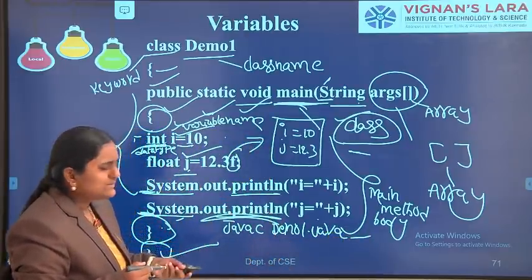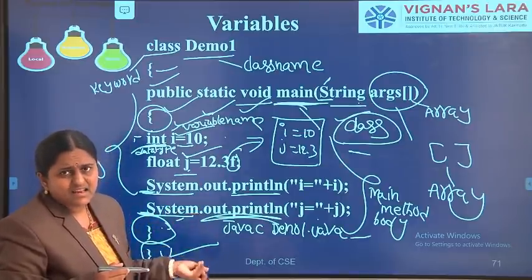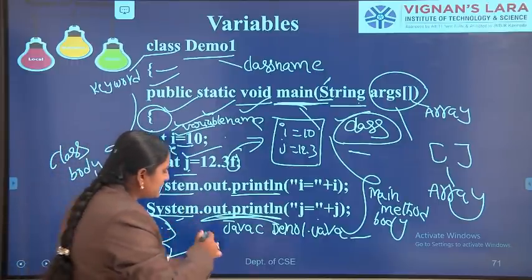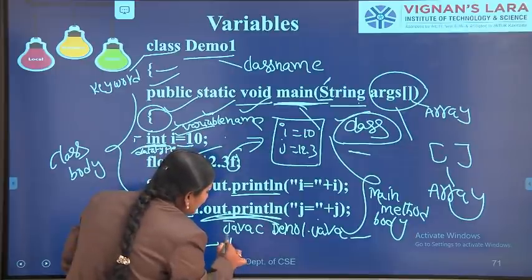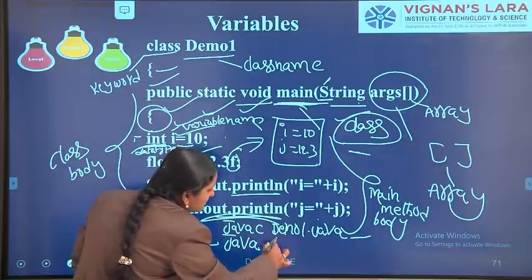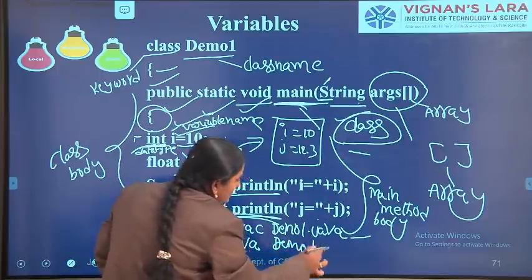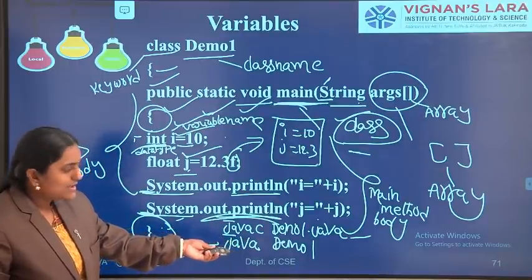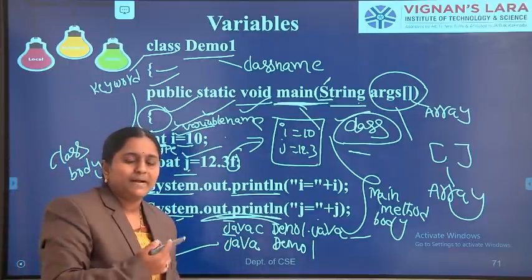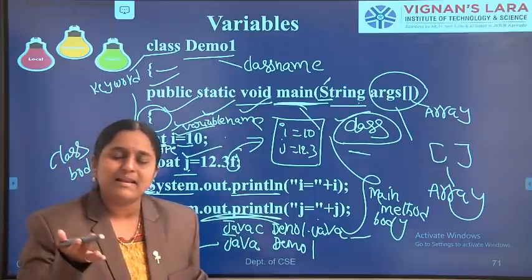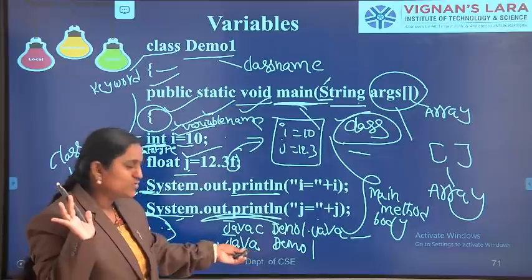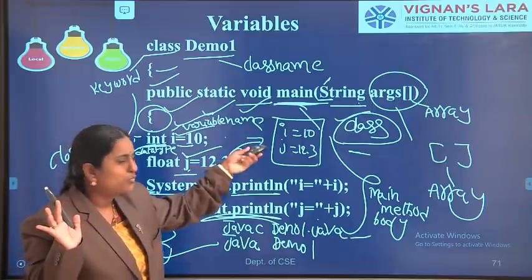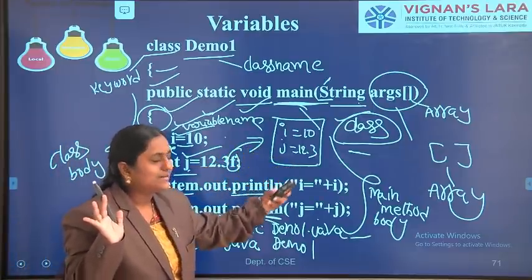In this compilation, if any compilation errors are there, they are displayed after compilation. If no errors are there, it simply returns to the prompt. Next, what is the command for running? java space file name, java space Demo1. It is the execution command. In Java, our source code is first converted into bytecode, then the JVM reads the bytecode and converts it into machine-level language at this stage. Finally, after execution, we get the output i equal to 10, j equal to 12.3.